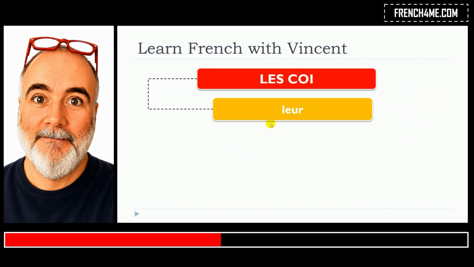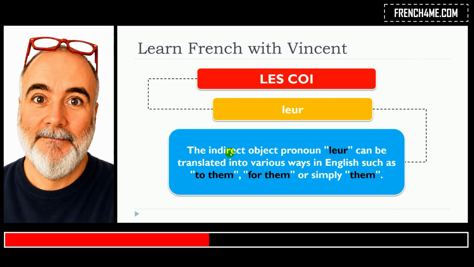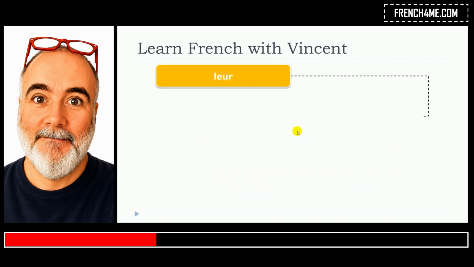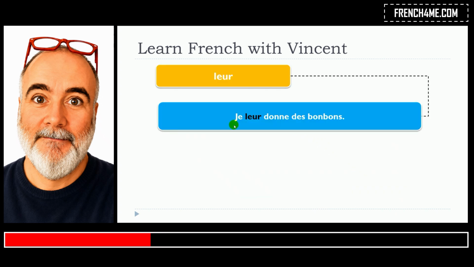So this lesson is about leur. And the indirect object pronoun leur can be translated in various ways in English, such as to them, for them, or simply them. So we will see some examples with leur.